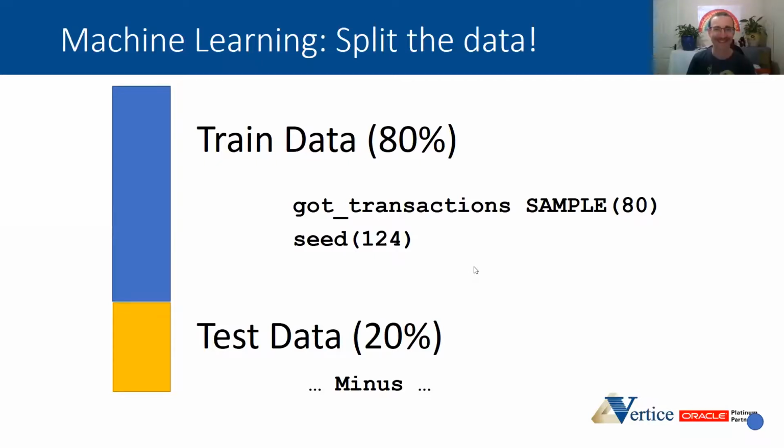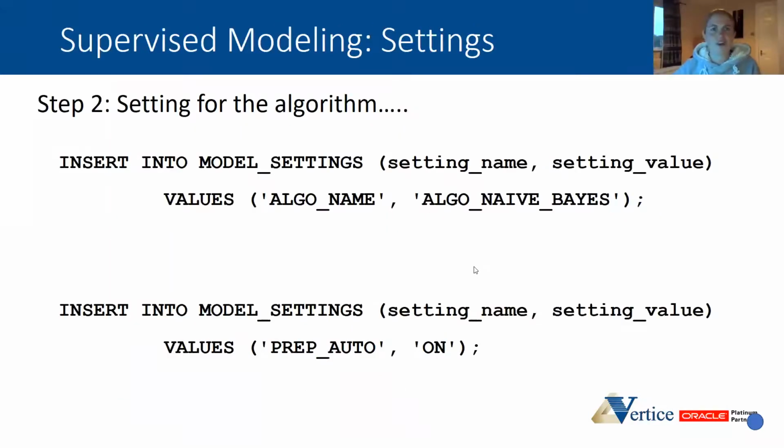All right, so let's get to some supervised learning models. There's actually only a few steps to do it. The first step is to set up the model settings table. So we're going to create a model settings table, and we have two columns, the settings name and the settings value. So we're going to say algo name is naive Bayes. It's a classification model called naive Bayes, and actually the database can do a lot of preparation for us. So we can have this prep auto and put it as on.